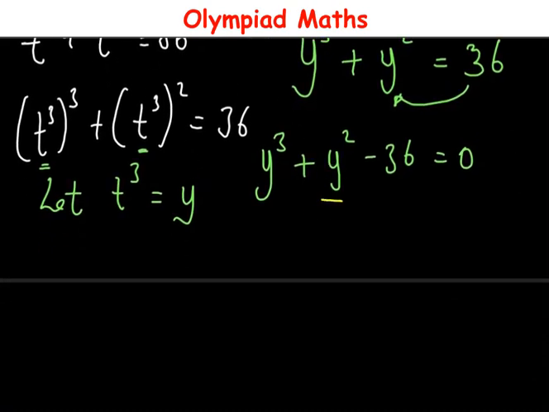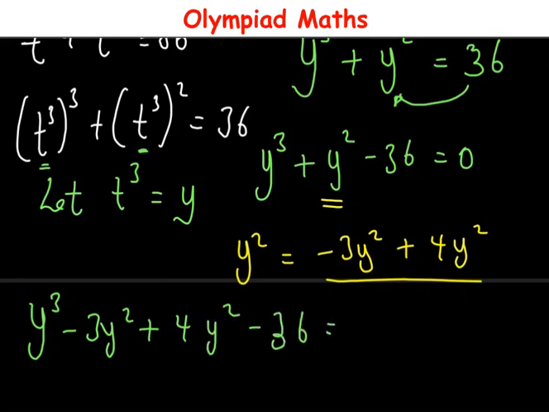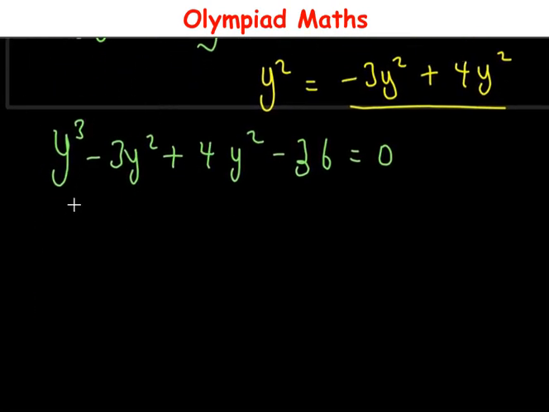Look at y squared right here. y squared can be expressed in the form of minus 3y squared plus 4y squared. Okay, so in place of y squared, we'll bring in this minus 3y squared plus 4y squared, such that here we have it as y raised to the power 3, then y squared becomes minus 3y squared plus 4y squared, minus 36 is equal to 0. So from here, we are then going to factorize out y squared from here.